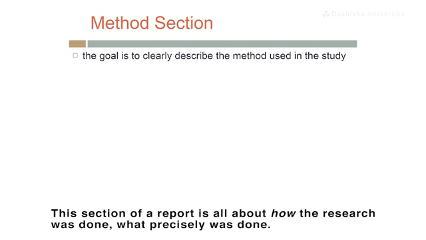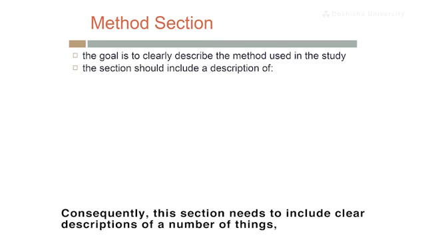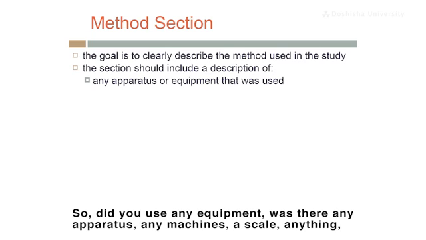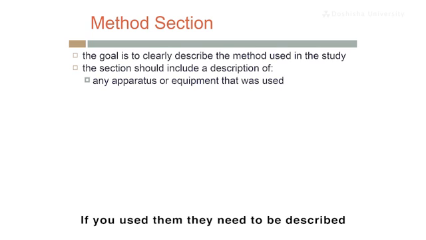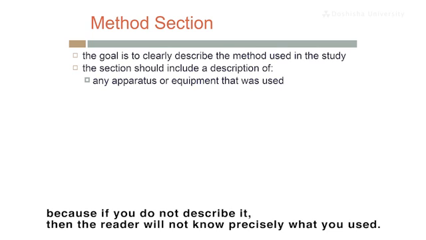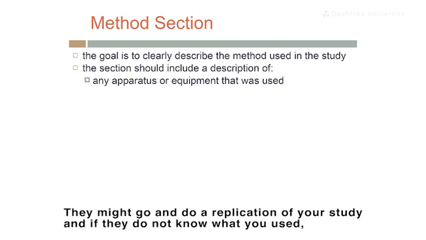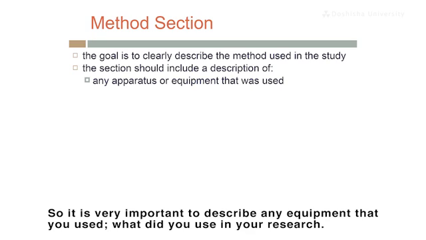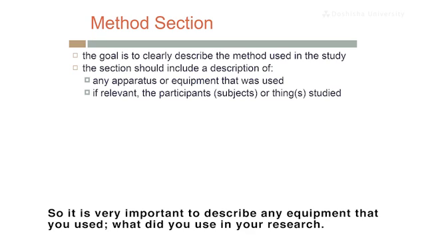What precisely was done? Okay, so this section needs to include clear descriptions of a number of things, depending on what your experiment involved, depending on what your research was. So did you use any equipment? Was there any apparatus, any machines, a scale, anything? These types of things, did you use them? Well, if you use them, they need to be described. Because if you don't describe it, then the reader will not know precisely what you used. They might then go and do a replication of your study, and if they don't know what you used, they might use something different and get a different answer and not know why. So it's very important to describe any equipment that you used.